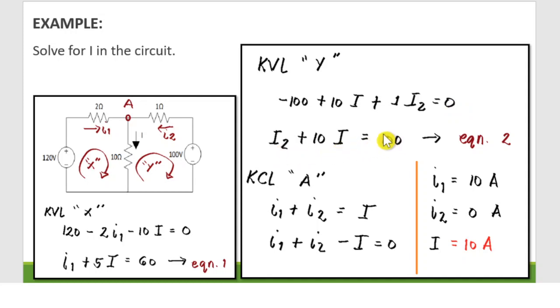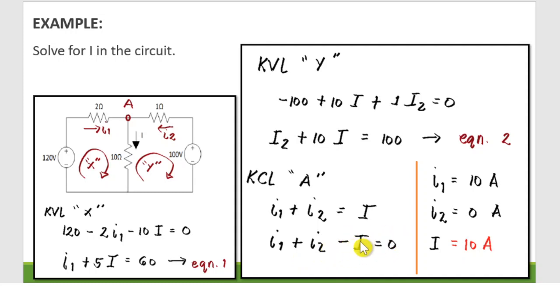So how many unknowns do we have? We have I1, I, and I2. We have 3 unknowns. For our third equation, let's just do a KCL at node A. What's KCL? Current entering equals current leaving. Our current entering is I1 and I2. So I1 plus I2 equals current leaving, I. Simplifying again, I1 plus I2 minus I equals 0. This will be our equation 3.